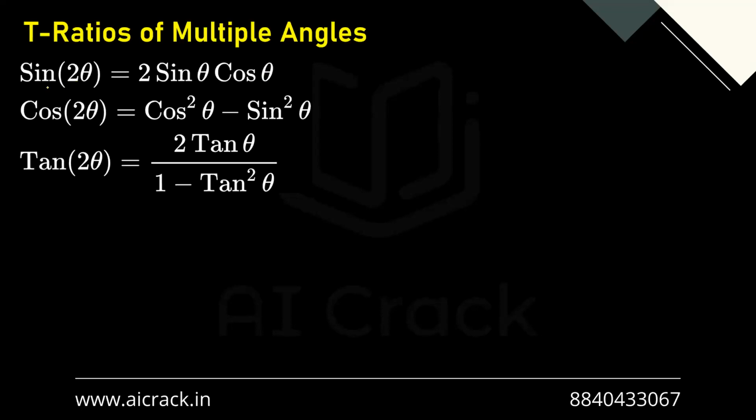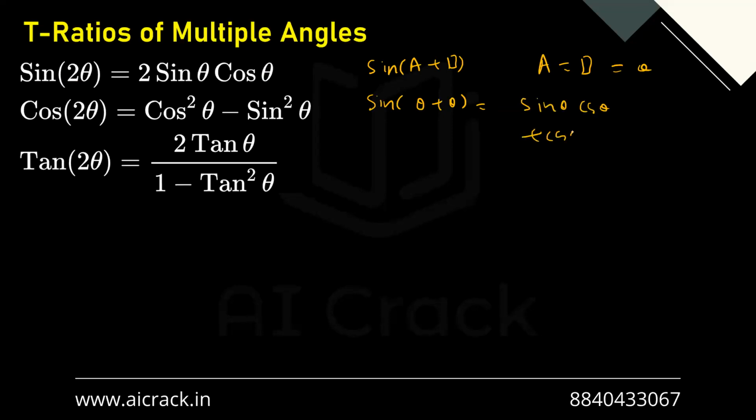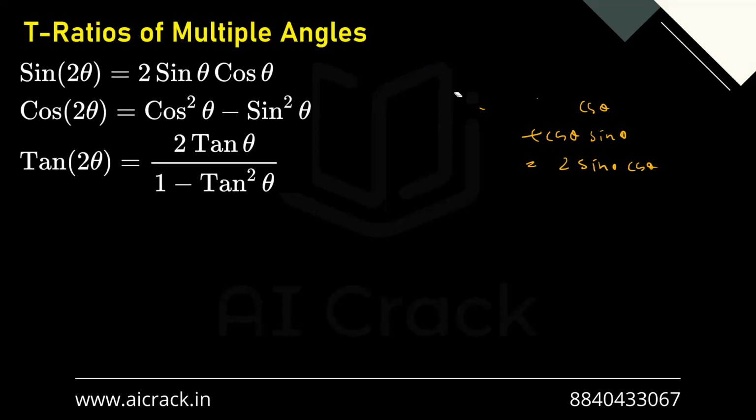So the first one is sine 2 theta. It comes from sine of (a plus b), where both a and b are equal. So let's say this is equal to theta. So we have sine of (theta plus theta). That gives me sine a cos b plus cos a sine b. This eventually becomes 2 sine theta cos theta only. So it's pretty simple.